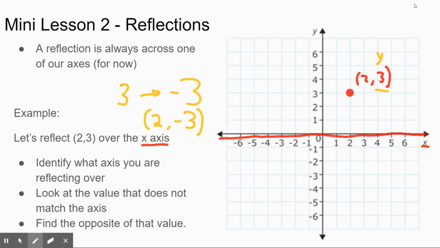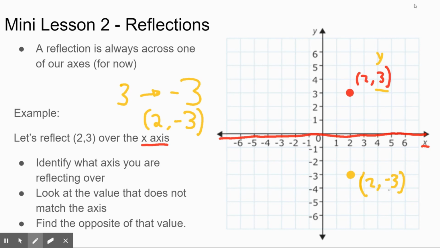So we'll go over to 2, and we'll go down to negative 3, and we'll plot our point there. Now we have plotted the reflection, which will be the point (2, -3).